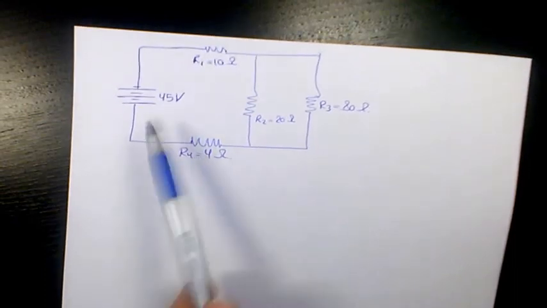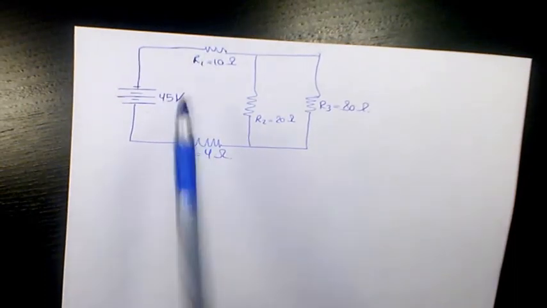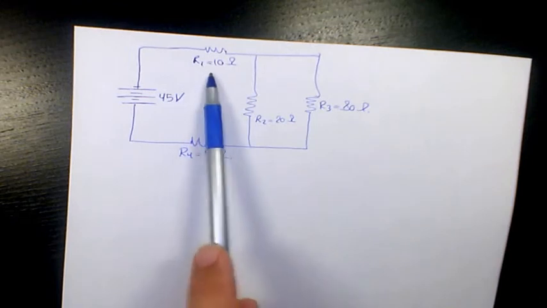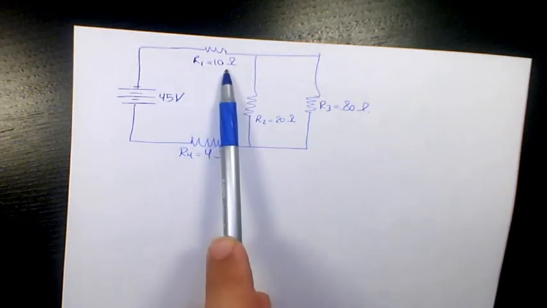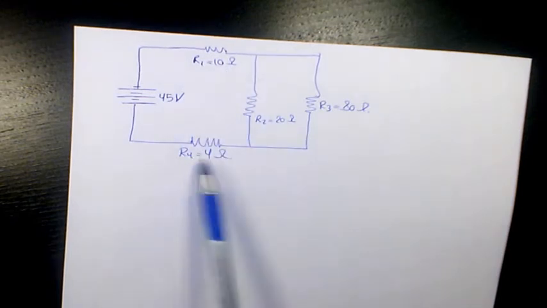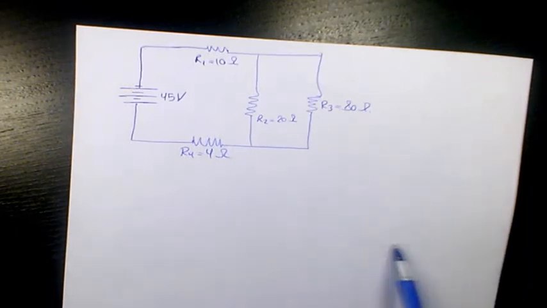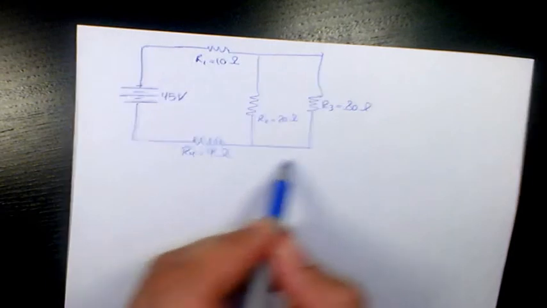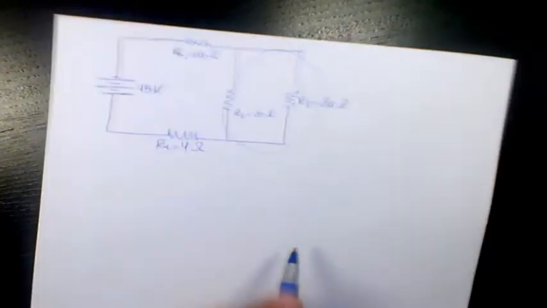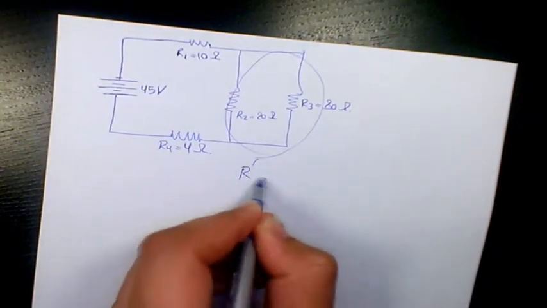In this electric circuit, we have 45 volts, R1 10 ohm, R4 4 ohm, R2 20 ohm, and R3 80 ohm. So first of all, find out the equivalence of these two. I'm going to call it R prime.